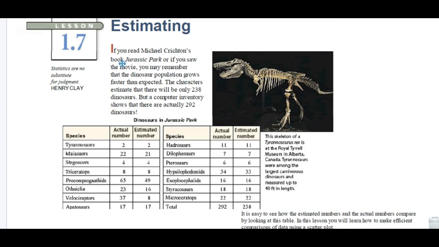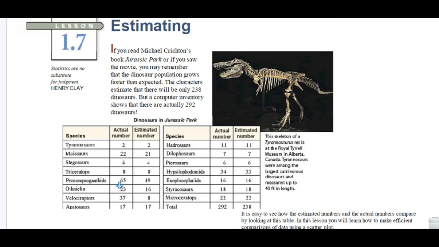If you read Michael Crichton's book, Jurassic Park, or if you saw the movie, you may remember that the dinosaur population grows faster than expected. The characters estimate that there will be only 238 dinosaurs, but a computer inventory shows that there are actually 292 dinosaurs. So they estimate how many there are, and the actual number might vary by 1 or 2 here or there, right?